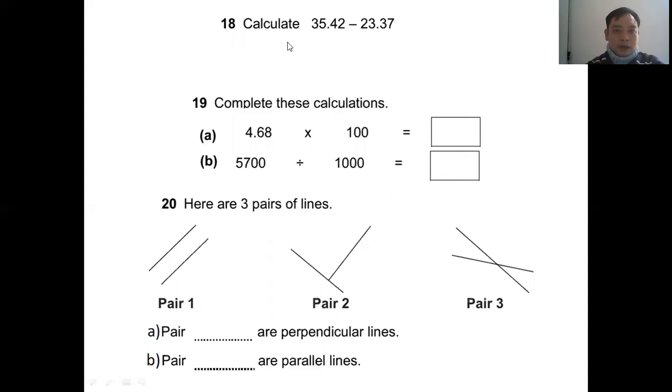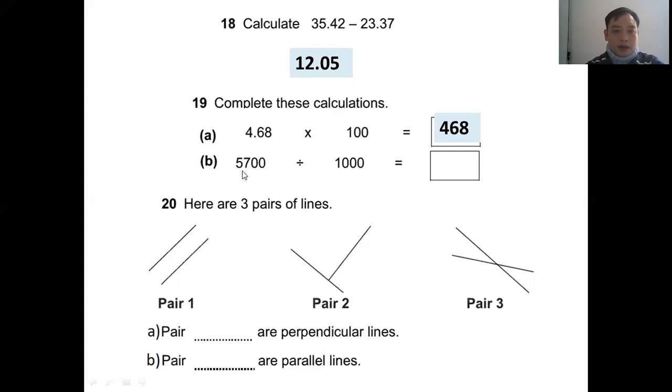Question 18. Calculate 35.42 minus 23.37. So you just do the normal minus, you get 12.05. Question 19. Complete this calculation. A. 4.68 multiplied by 100 equals 468. So this one just moved by 2 digits because it's multiplied by 100.